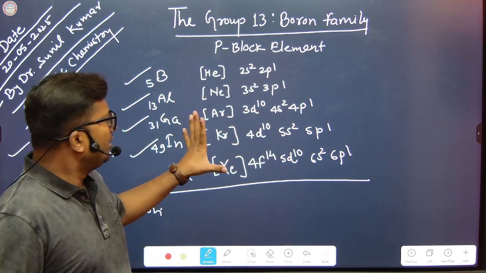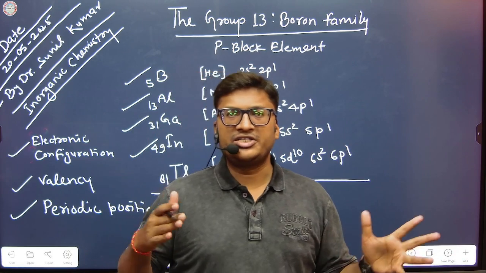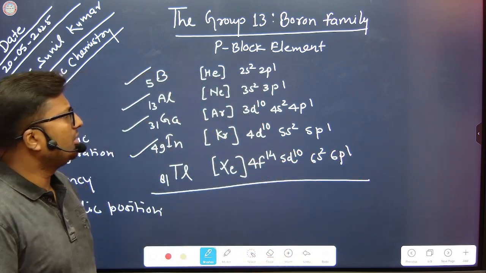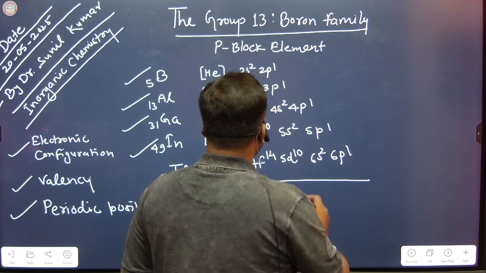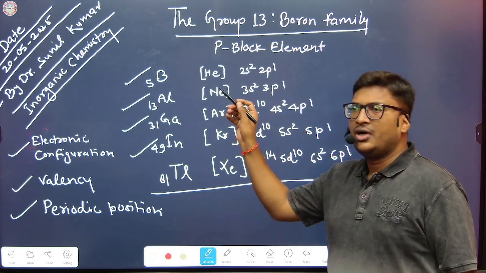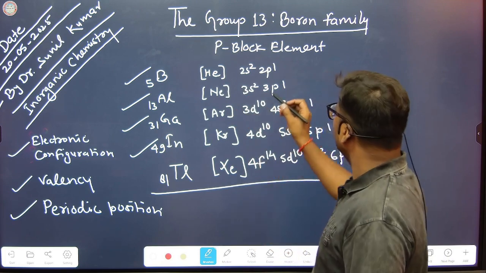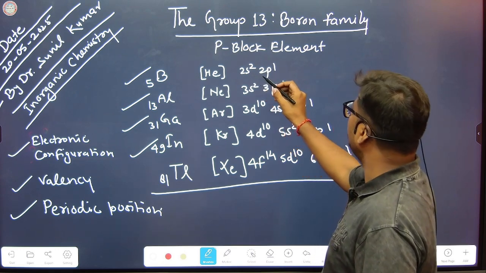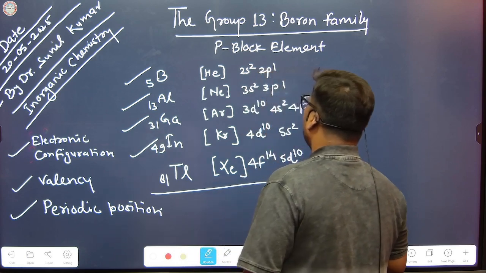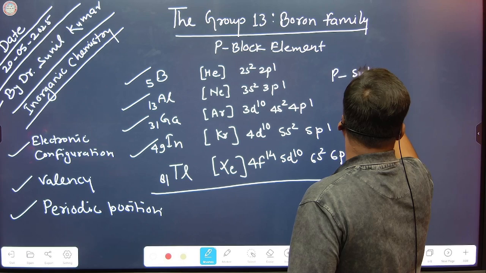Once we talk about the chemistry of this family, first we will consider its electronic configuration, right? So here boron has atomic number 5. This is very close to the nearest noble gas, helium, which has an atomic number of 2, right? So this is the electronic configuration, next 2s2 and 2p1. The last electron of boron enters into the p subshell, right? So this is the p subshell.